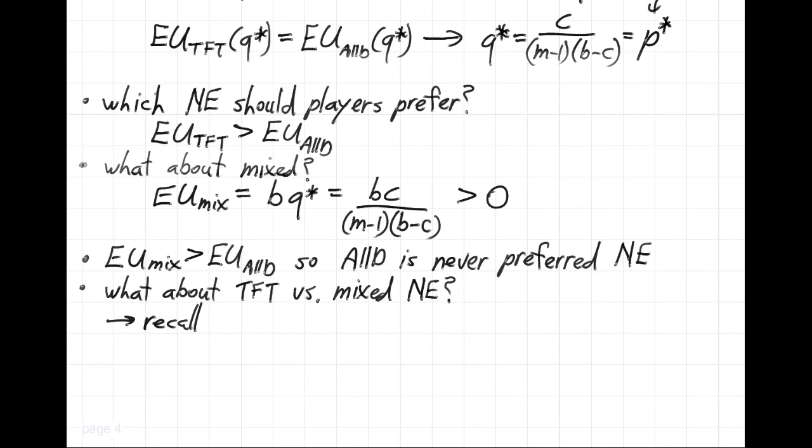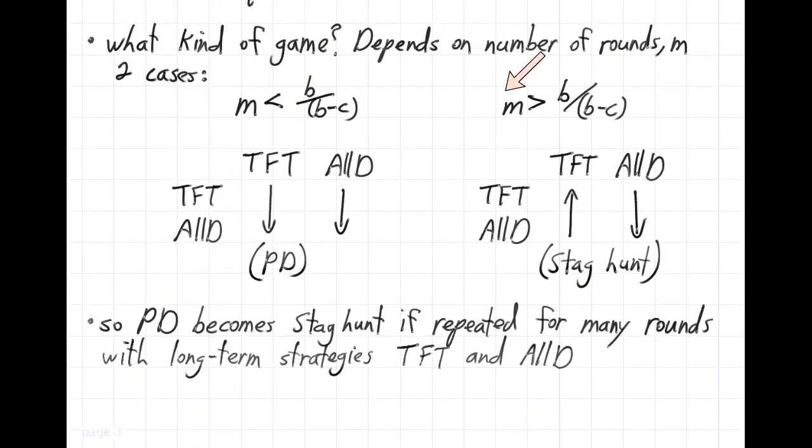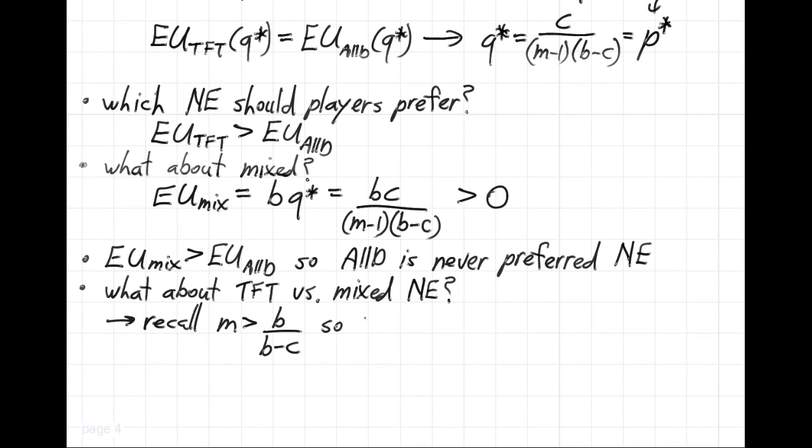And that was that m is bigger than b over b minus c. That's right here. This is what we needed for stag hunt to occur in the first place. So if that's true, that tells us something about how big m minus 1 has to be, because m minus 1 has to be bigger than, first of all, b divided by b minus c minus 1, but 1 can be written as b minus c divided by b minus c. So all of this stuff on the right can just be written as c divided by b minus c. You can check that for yourself.